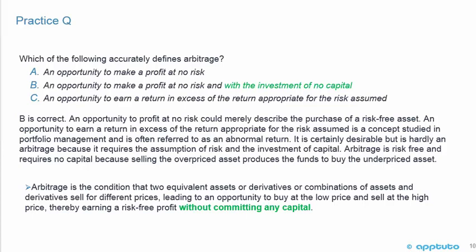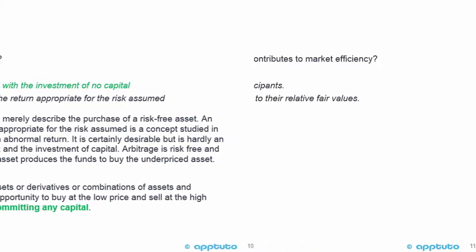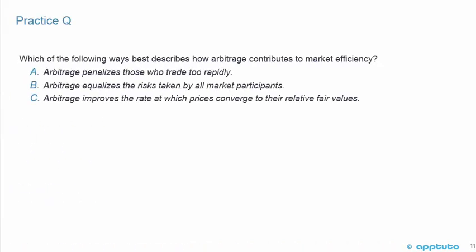B is correct. An opportunity to profit at no risk could merely describe the purchase of a risk-free asset. An opportunity to earn a return in excess of the return appropriate for the risk assumed is a concept studied in portfolio management and is often referred to as an abnormal return. It is certainly desirable, but is hardly an arbitrage because it requires the assumption of risk and the investment of capital. So arbitrage is risk-free and requires no capital because selling the overpriced asset produces the funds to buy the underpriced asset. And one last practice question to finish this LOS.